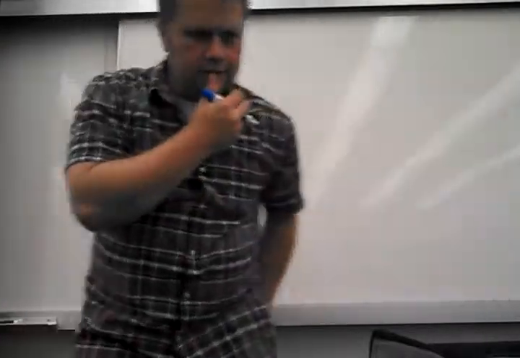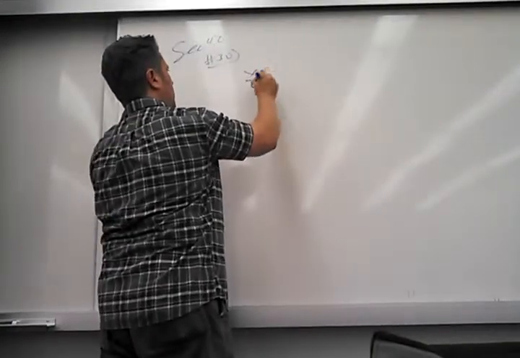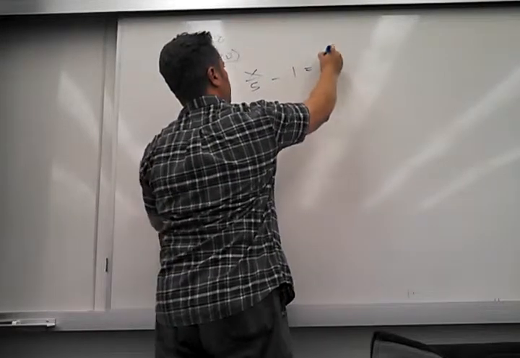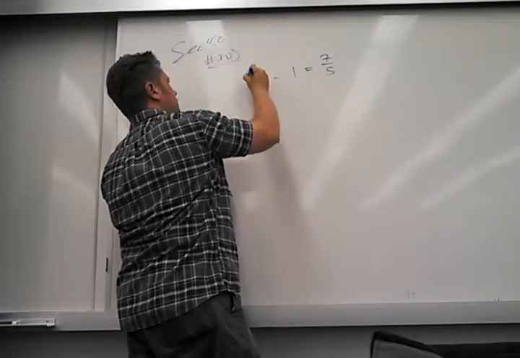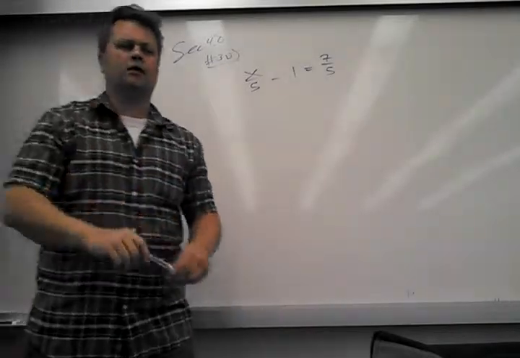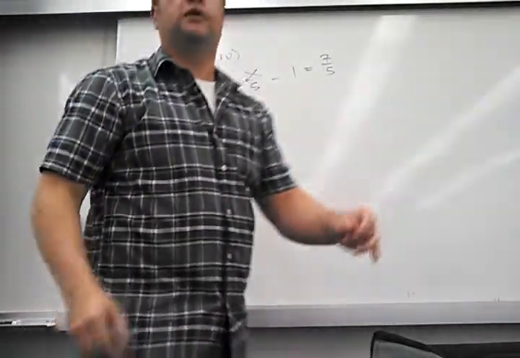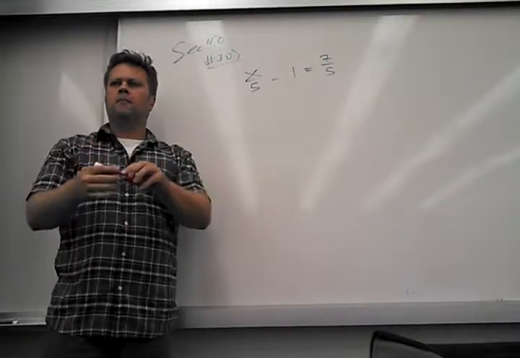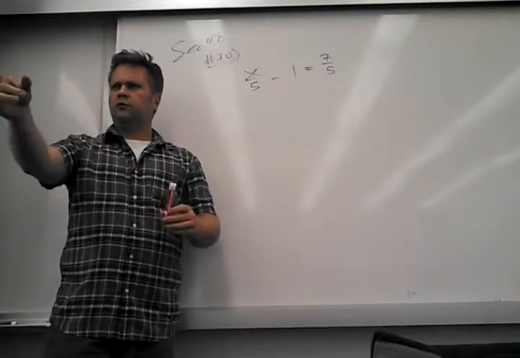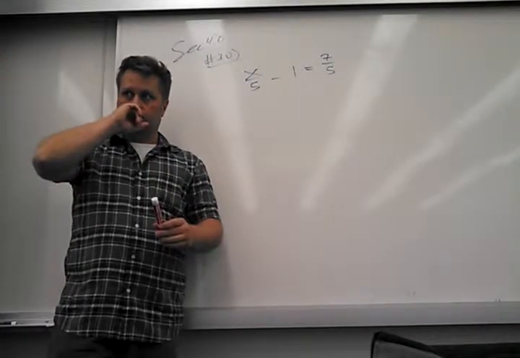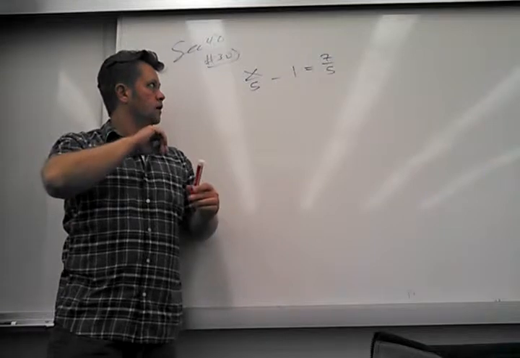So number 30 says x over 5 minus 1 equals 7 over 5. So what's the very first thing you could do if you so desire? This is not the only way to solve this, but it's probably the easiest way to make this thing look better. What can you do right off the bat? Judy, yes? I did add a 1 to get rid of the 1 and move the 1 to the other side. That's what I did.